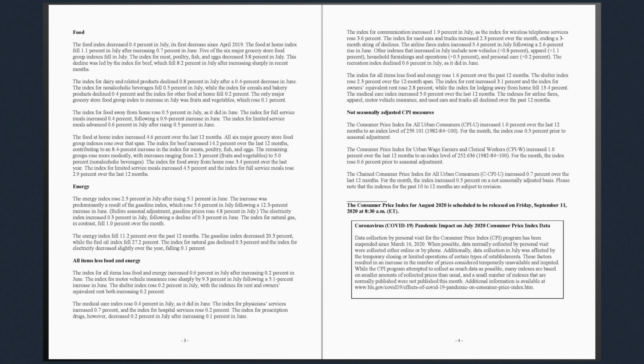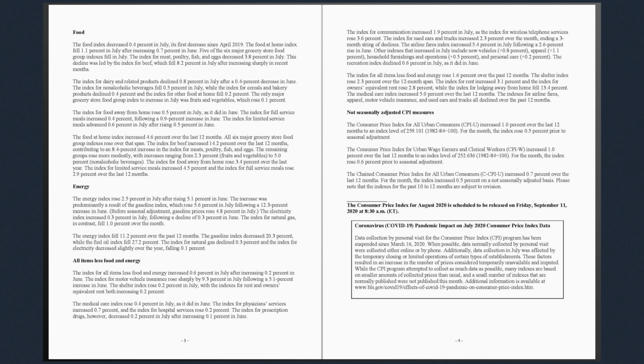The food at home index increased 4.6% over the last 12 months. All 6 major grocery store food group indexes rose over that span. The index for beef increased 14.2% over the last 12 months, contributing to an 8.4% increase in the index for meats, poultry, fish, and eggs. The remaining groups rose more modestly, with increases ranging from 2.3% fruits and vegetables to 5.0% non-alcoholic beverages.